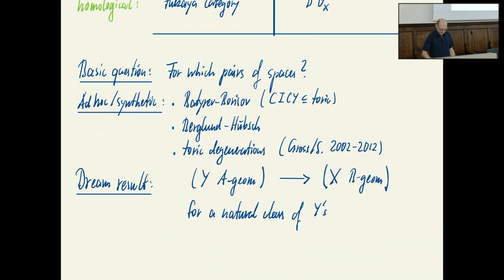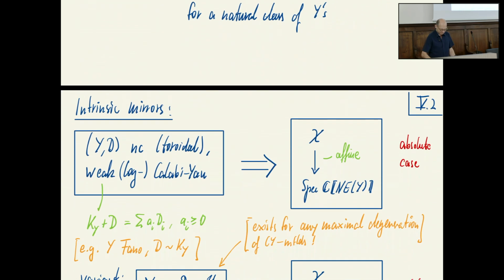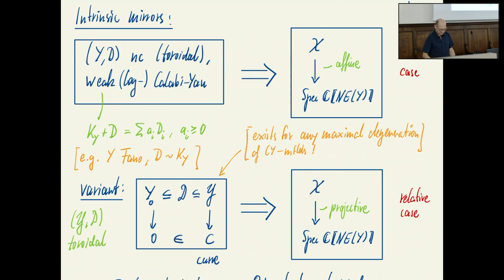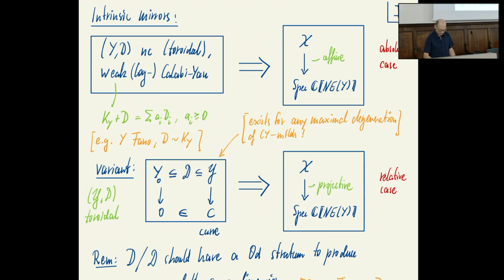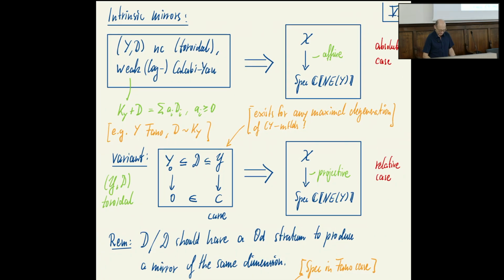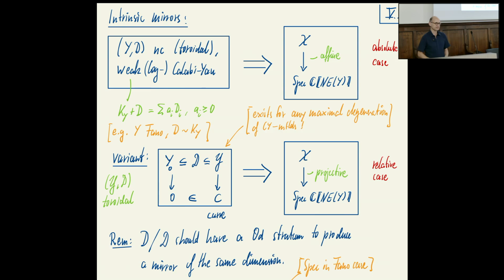So as algebraic geometers, here's the answer we have. And I hope you agree that this is about as good as we could have ever hoped for as algebraic geometers. So the intrinsic mirrors start with, there are two cases.